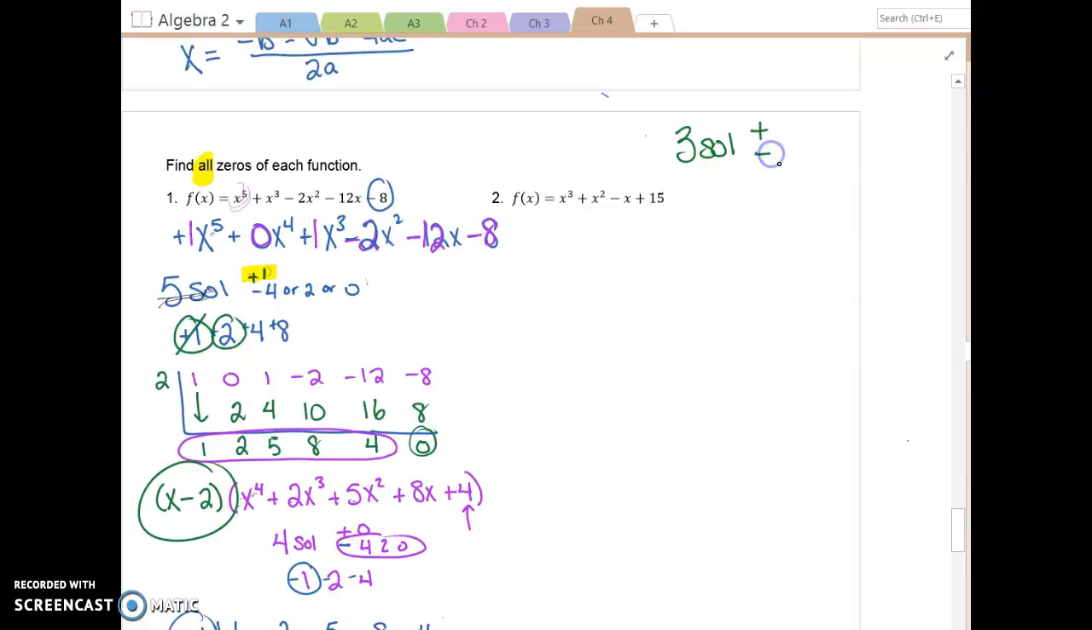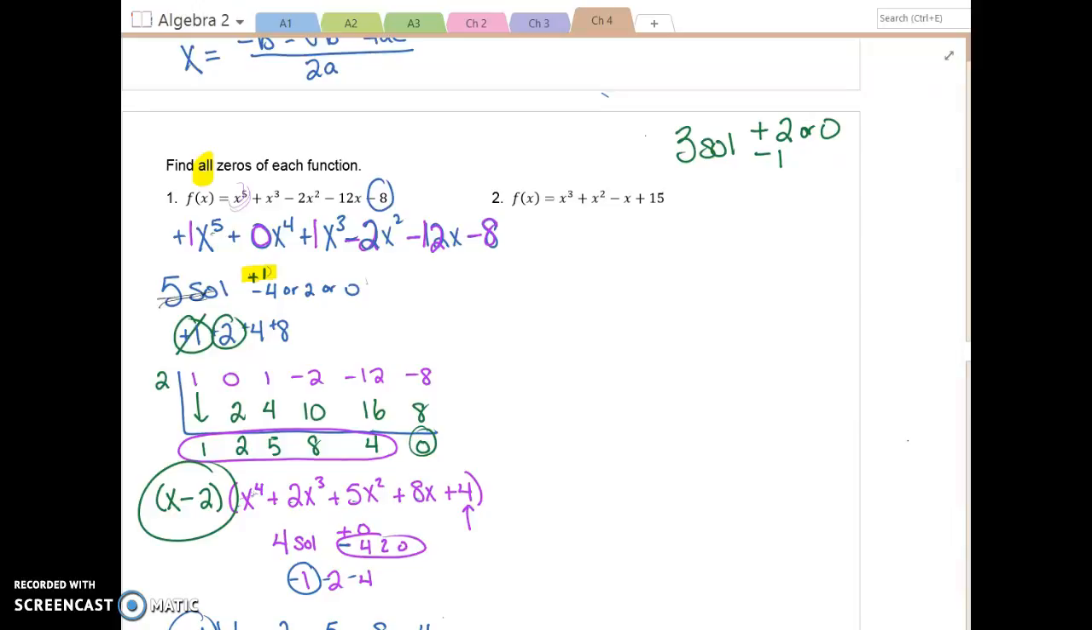Using Descartes' rule of signs, look at the number of sign changes. We start positive, we change to negative, and then change back to positive. So that means there are 2 sign changes. According to Descartes' rule of signs, it's the number of sign changes or less by 2. So that could be 2 or 0 positive solutions. The number of solutions has to add up to 3, so there's 1 possible negative solution.